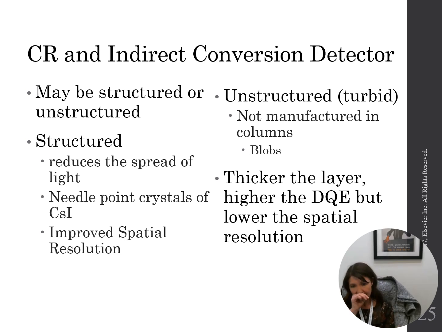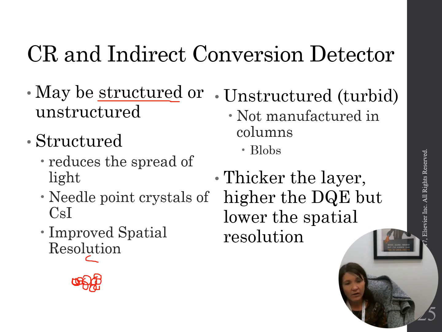Okay, some other specific considerations on CR and indirect conversion detectors. I mentioned that we can have different types of organization of our collection devices. In the example we used this morning, I said you might have cesium iodide closely packed together in a big thick row, and that will help improve our DQE because that big thick row is going to have a higher probability of capturing some of our photons.